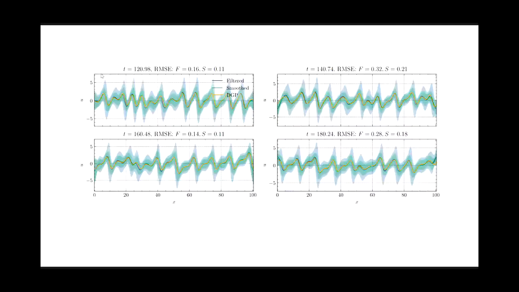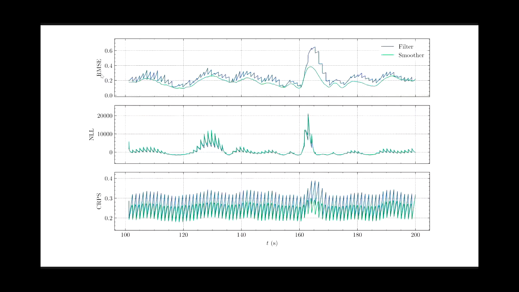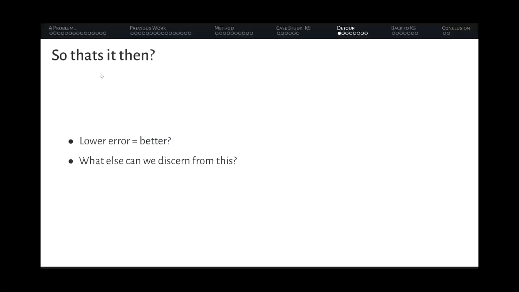So I'm going to start flying through these because there's something else I want to talk about. The states all look quite good. Sure, you know, top plots, RMSE, hey look, the smoother is better. Who would have thought? The negative log likelihood kind of punishes a little bit, but it's not too bad. And that's it, right? Lower error, better.